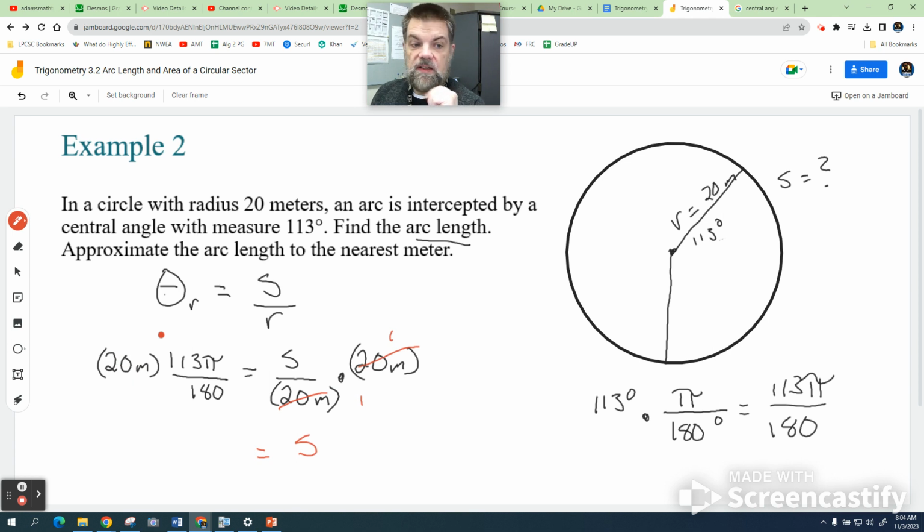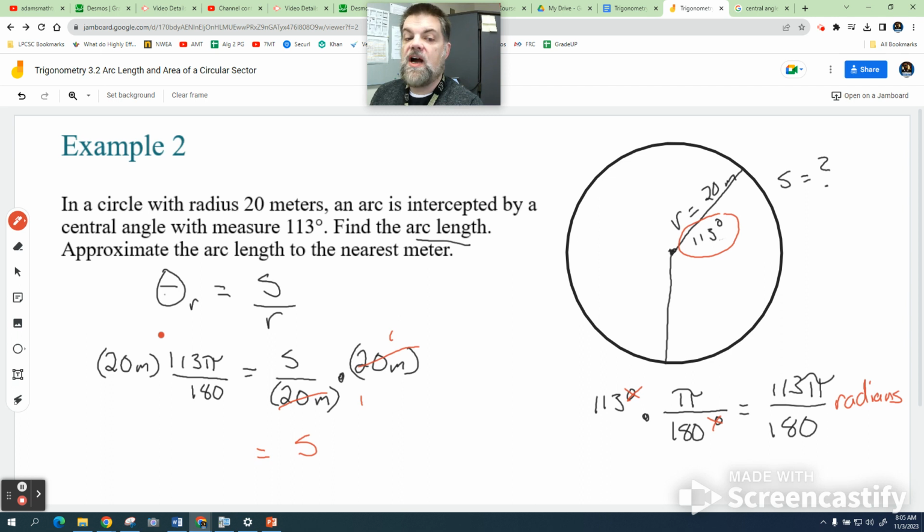But then what happened to the 113? What happened to the 113? Okay, so the angle is 113 degrees. But that's in degrees, and I want to convert it to radians. So to do that, I multiplied it by pi over 180 degrees. Essentially, the degrees cancel out, and now my measurement for theta is 113 pi over 180, which seems a lot.